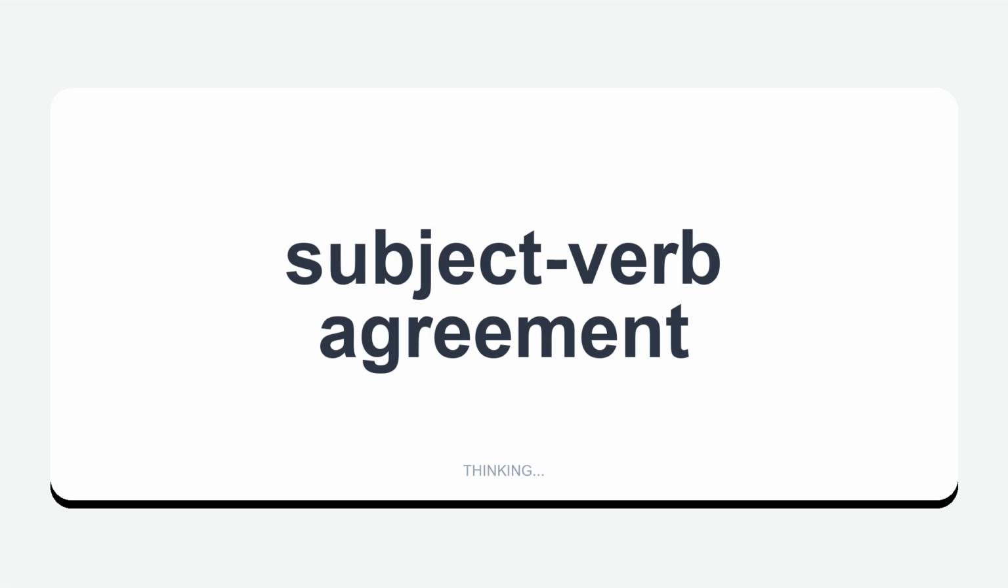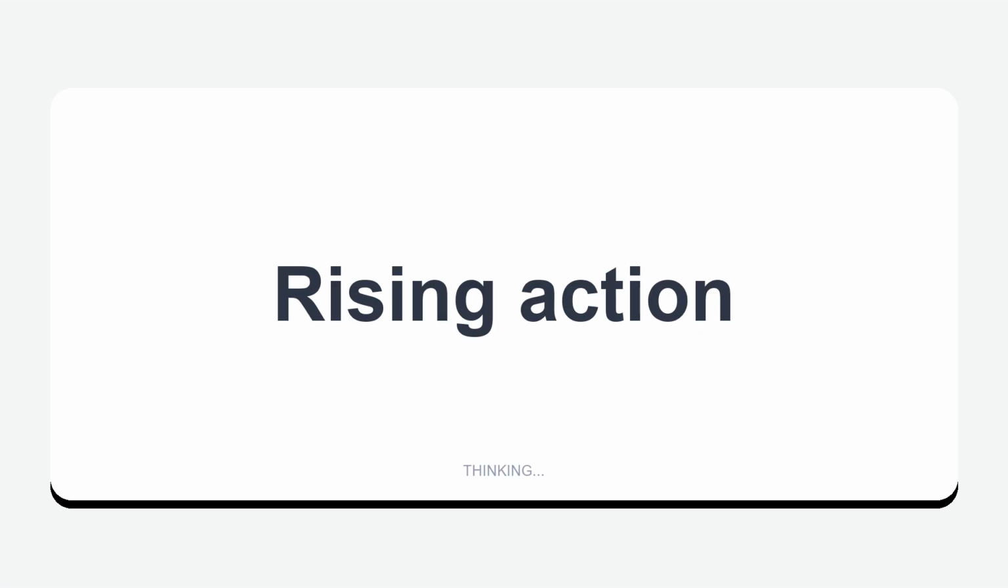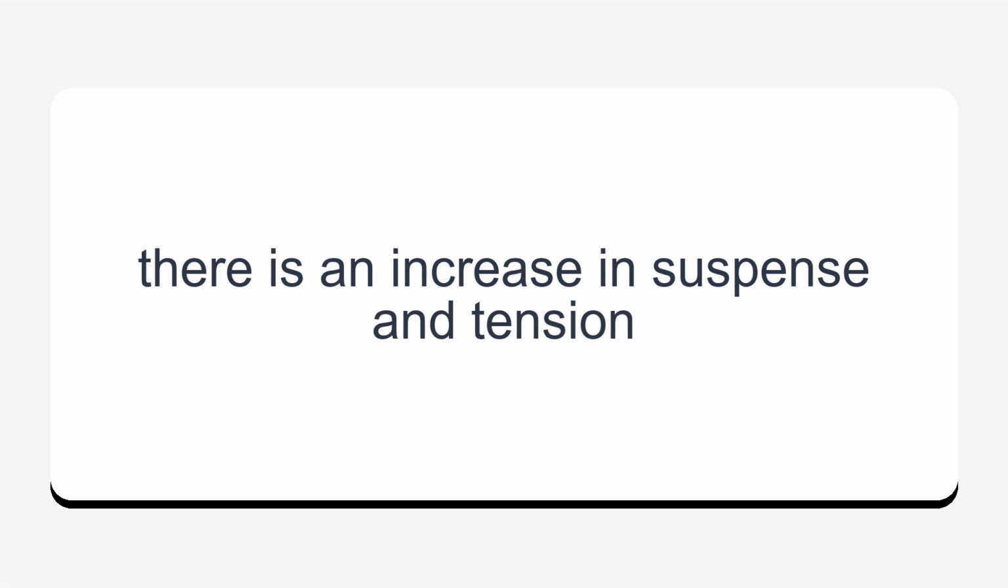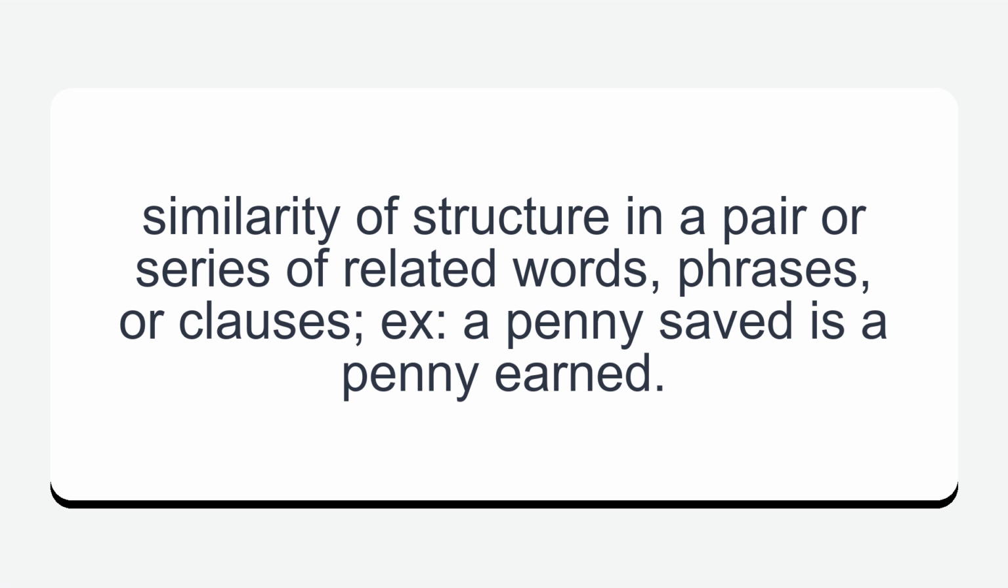Subject-verb agreement: plural subjects must have plural verbs. Singular subjects must have singular verbs. The houses are new. Not, the houses is new. Rising action: there is an increase in suspense and tension. Parallelism: similarity of structure in a pair or series of related words, phrases, or clauses. A penny saved is a penny earned.